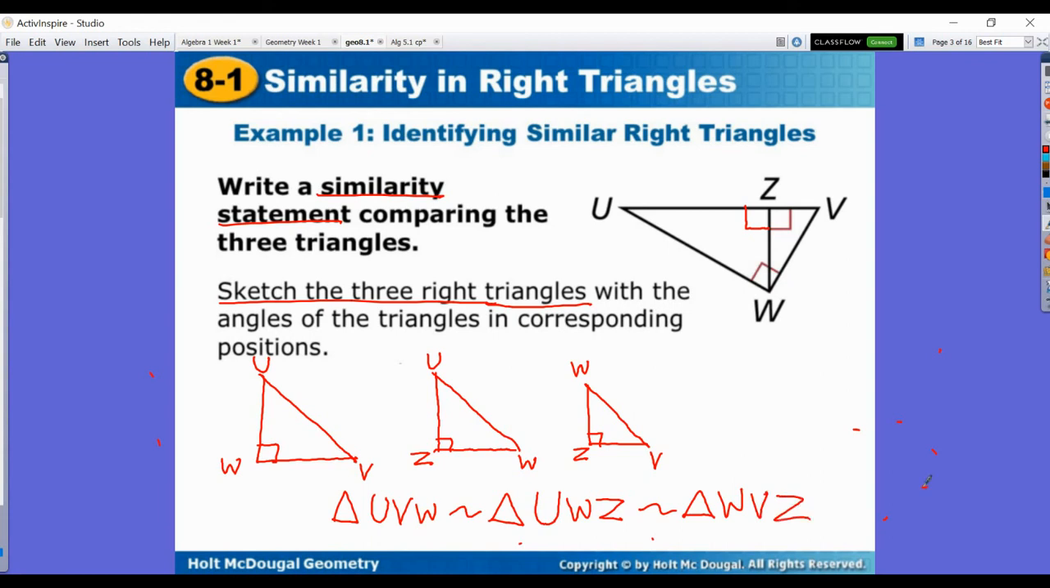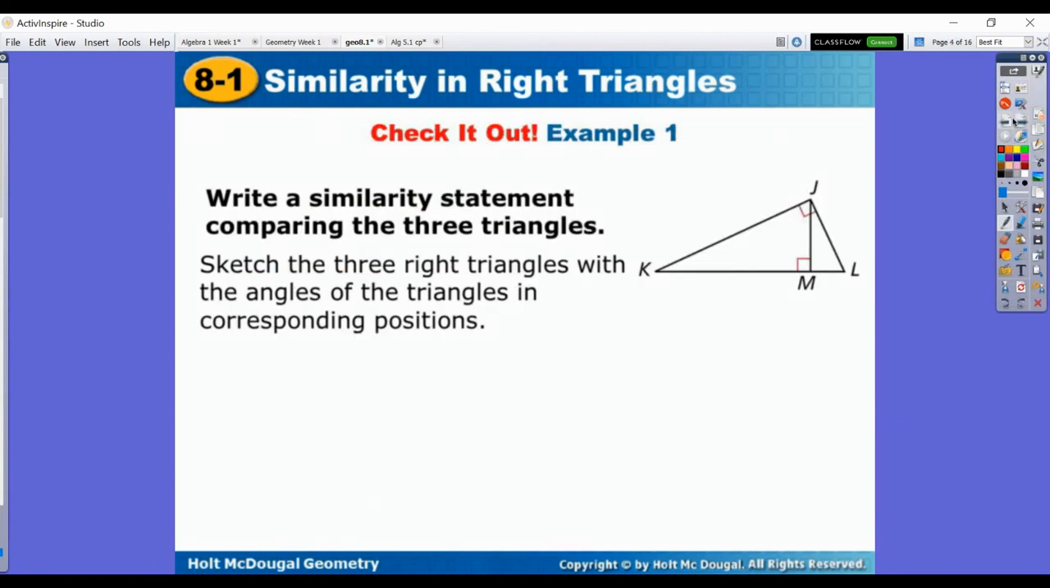So we did everything we were asked to do. We sketched the three triangles, and then we labeled our similarity statement here. All right. I have one for you guys to try. Check this one out. See how you guys do the same thing that we just did there. And then pause the video, and we'll take a look at what you guys came up with.